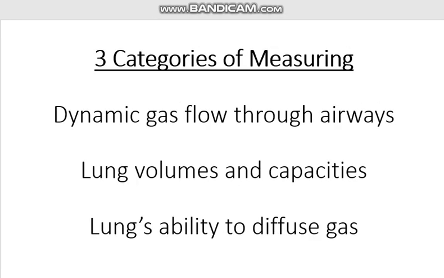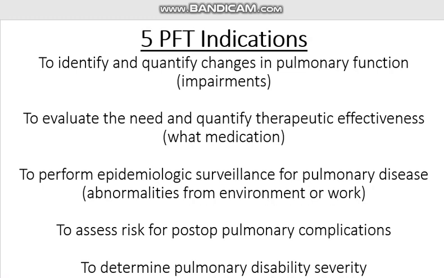Three categories of measuring are dynamic gas flow through the airways, lung volumes and capacities, and the lung's ability to diffuse gas. 5 PFT indications are to identify and quantify changes in pulmonary function, such as with impairments, to evaluate the need and quantify therapeutic effectiveness, like picking what medication to use, to perform epidemiologic surveillance for pulmonary disease, such as abnormalities that may have arisen from their environment or work, to assess the risk for postoperative pulmonary complications, and to determine a patient's pulmonary disability severity.